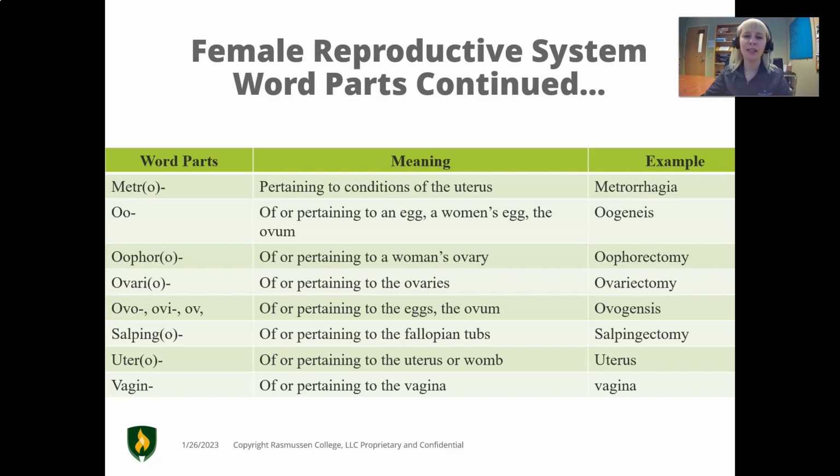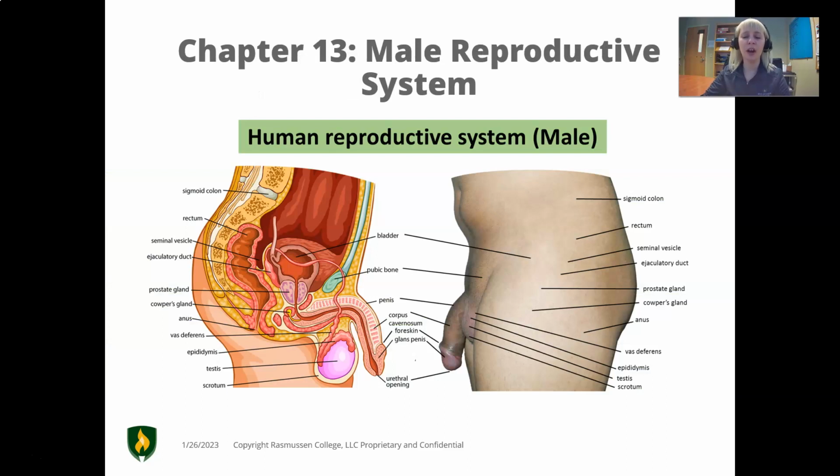To wrap up our units this week, we have chapter 13, which is talking about the male reproductive system. The male reproductive system produces, maintains, and transports sperm, which is the male sex cell required for fertilization. It is also important for the development of male secondary sex characteristics, which we'll go into talking about in just a minute.